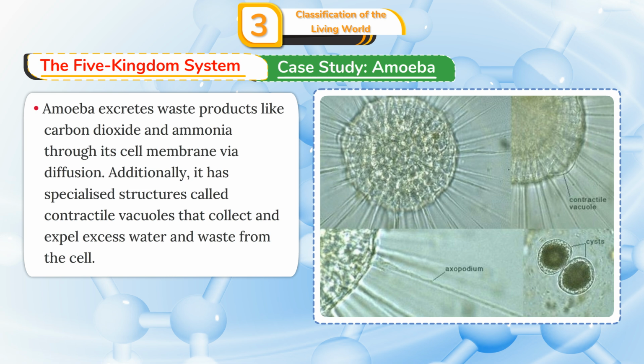Amoeba excretes waste products like carbon dioxide and ammonia through its cell membrane via diffusion. Additionally, it has specialized structures called contractile vacuoles that collect and expel excess water and waste from the cell.